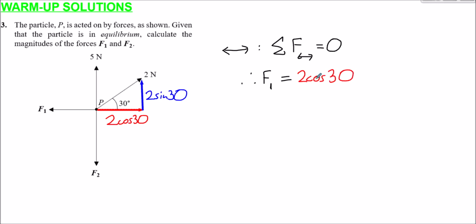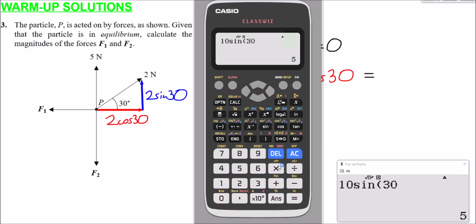And that's actually all we need to do. So F1 is simply 2 cos 30, so we can evaluate that. So what is 2 cos 30? Well, 2 cosine 30 gives us root 3. So if we wanted it in a decimal, we could round and say it's about 1.73 newtons.